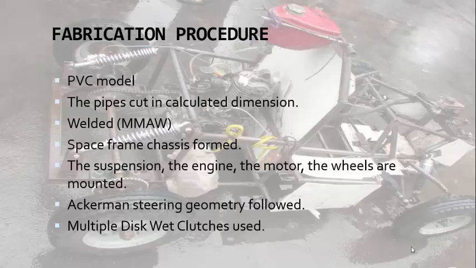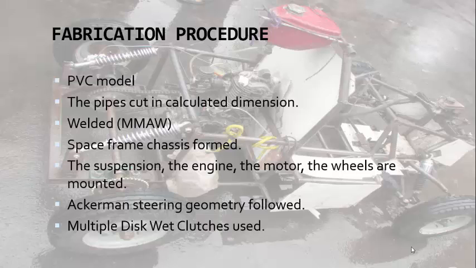Then we cut ERW pipes into calculated dimensions using circular saws, and we made the grooves using a grinding machine. Then we used the manual metal arc welding technique to weld the steel pipes together and form the space frame chassis. Then we also cut pieces of steel and made the mountings for the suspension, engine, motor, and the wheels. The wheels were of course housed with a ball bearing.